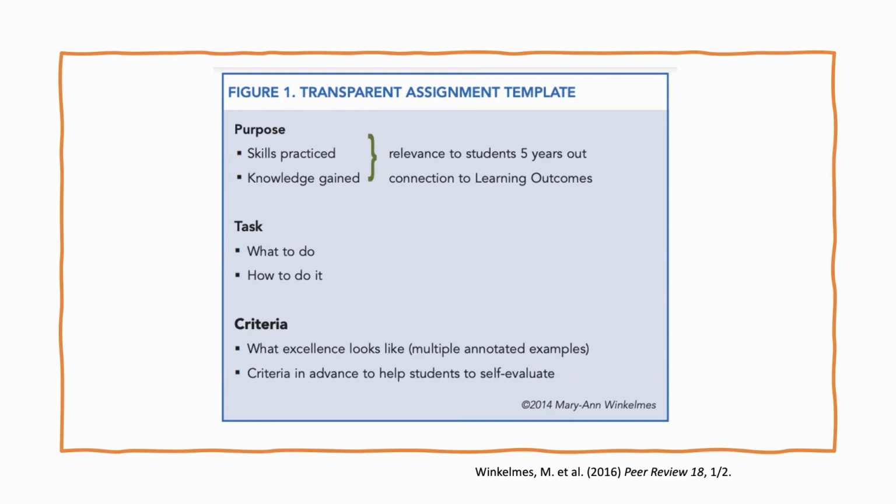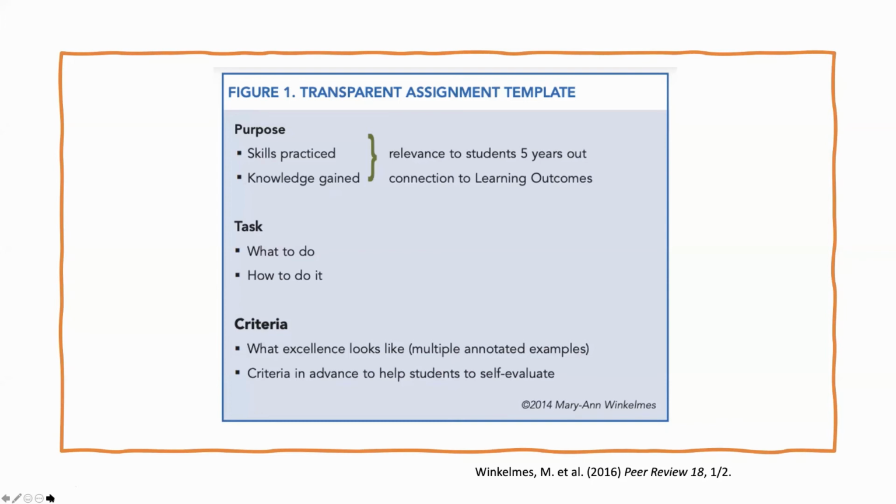And then the task, what's the task? What to do, how to do it, right? What exactly should they do? How do they get started? Students never done something like a poetry critique before. How would they know how to do this, right? So what to do, how to get started. And then criteria. What does excellence look like? What is the criteria for success? So they can see, are they meeting this or not, and not just guessing what we want?